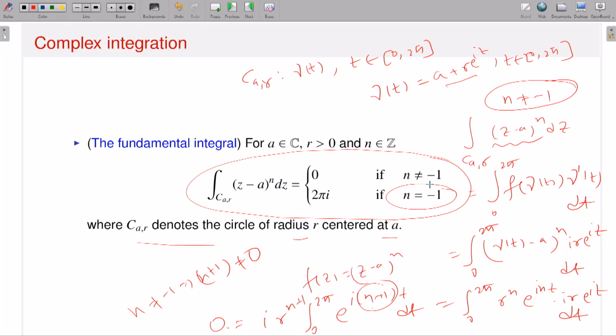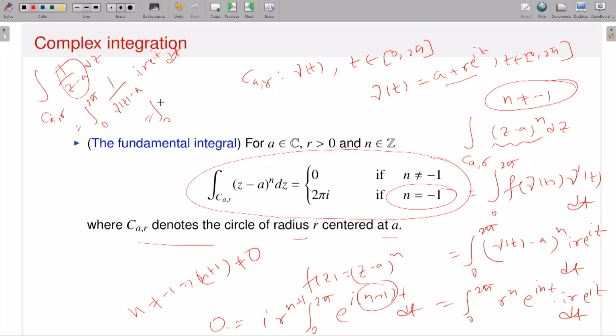Now if n is equal to -1, what will be your integration? Then you will have the integration over the circle C of 1 by z minus a dz. This is your function f of z, so you just do that. This is the same as the integration from 0 to 2 pi of 1 by gamma t minus a times gamma prime t. Gamma prime t means i r e to the it dt.